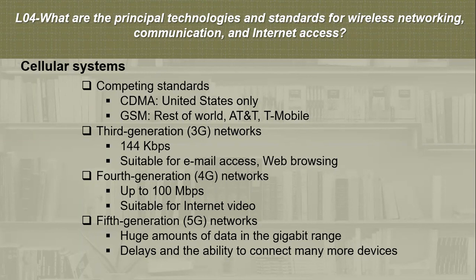GSM cell phone systems in the United States include T-Mobile and AT&T. The 3G network offers 144 to 544 kbps and is suitable for email access and web browsing. The 4G network offers up to 100 Mbps and is suitable for internet video.